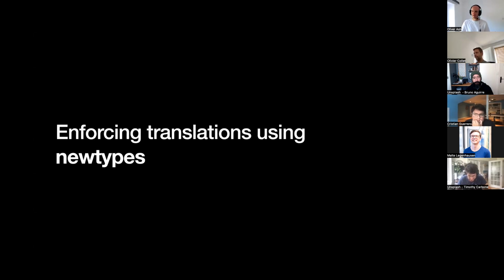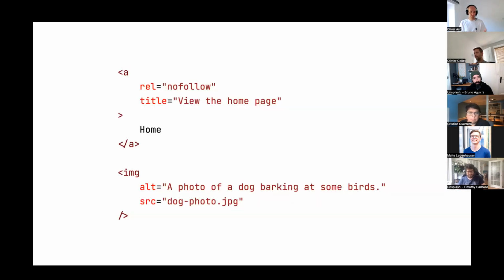Okay, the final part to talk about is, and this is very quick, and I'm probably not going to do a very good job explaining this because it's a bit of a complex idea, how we enforce translations using something called new types. The idea is that we have these React components across the code base, and they have strings inside of them. And how do we know that we haven't forgotten to translate one of them? We've just got strings everywhere. How do we know?